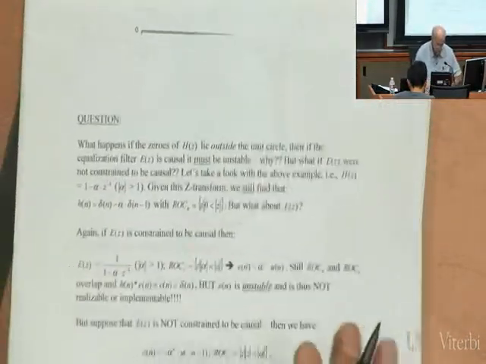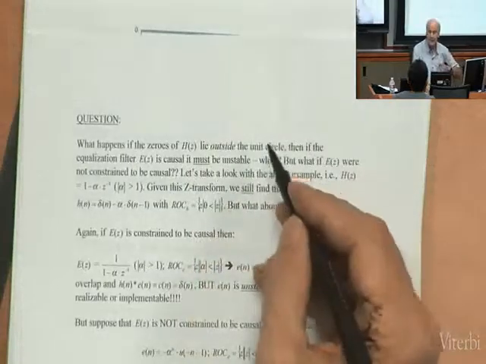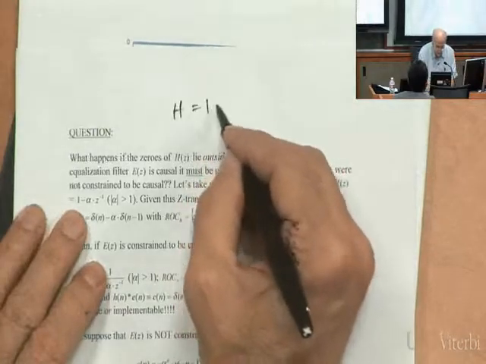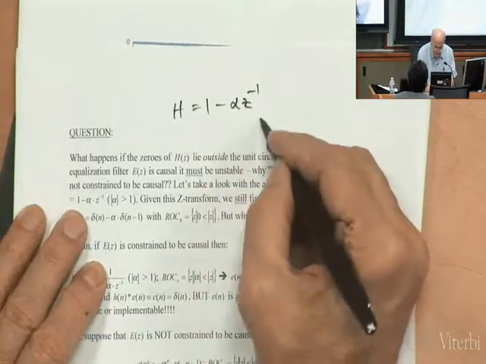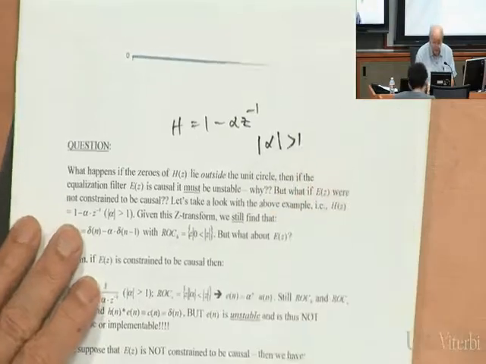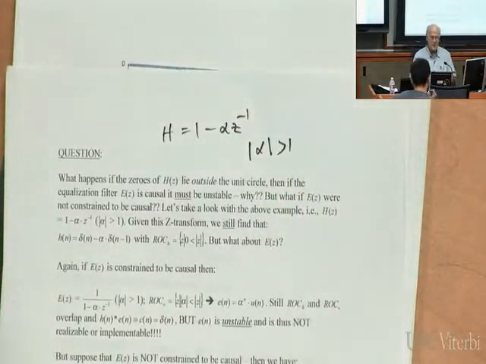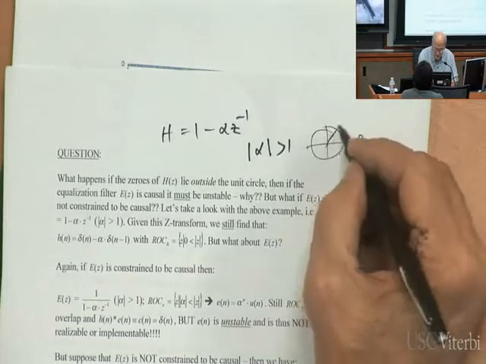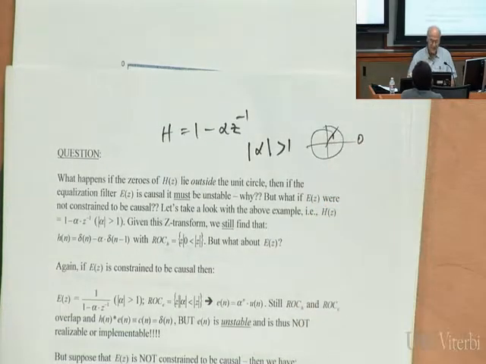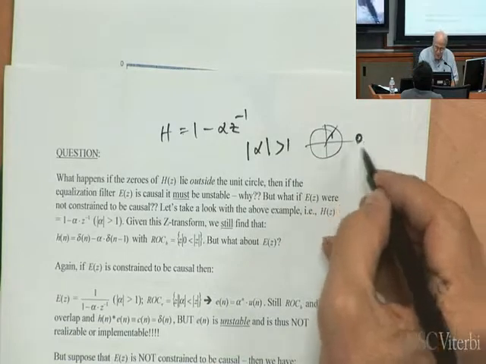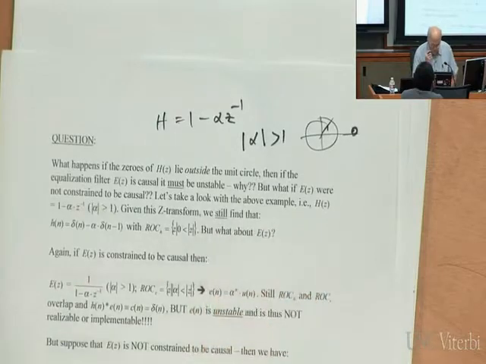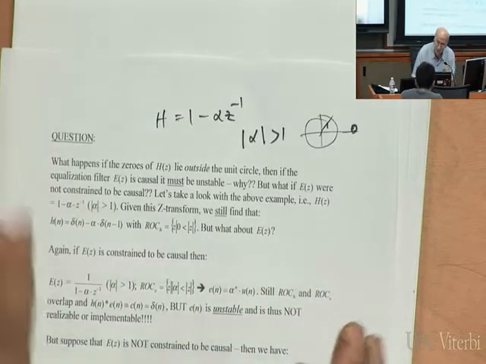Now what happens if the zeros of H lie outside the unit circle? So let's go back to that example. H equals 1 minus alpha z inverse, but in this case, the magnitude of alpha is greater than 1. Okay? So it still has one zero. It really has a pole that's equal to 0. It still has one zero, but now the zero lies somewhere out here. All right? So now the zero lies outside the unit circle. Okay, big deal. Who cares? Well, now we care. And I'll tell you why we care.